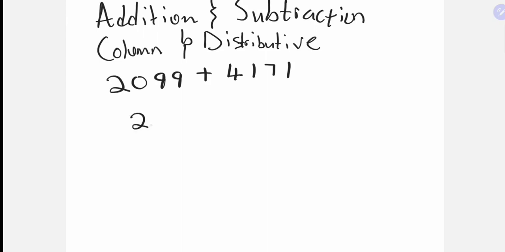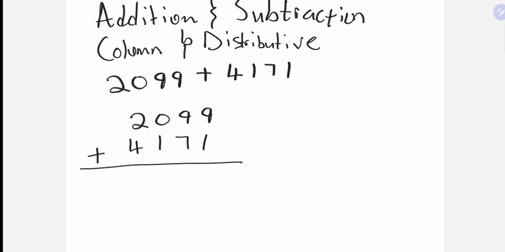Obviously, you're going to start with the 2,099 plus, remember to line everything up correctly, right? The best thing to do that is to maybe start writing by the units place. You know, your unit is always going to be on your far right. So 2,099 plus 4,171.